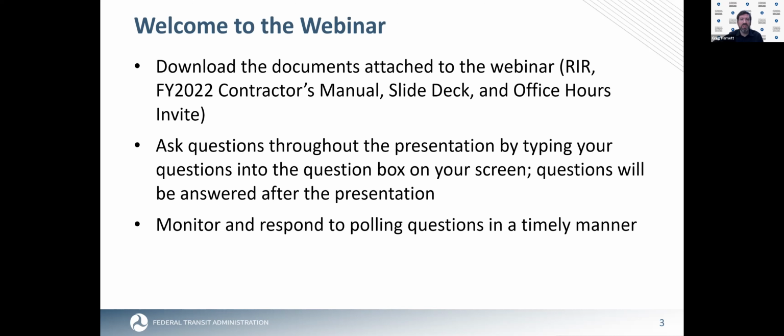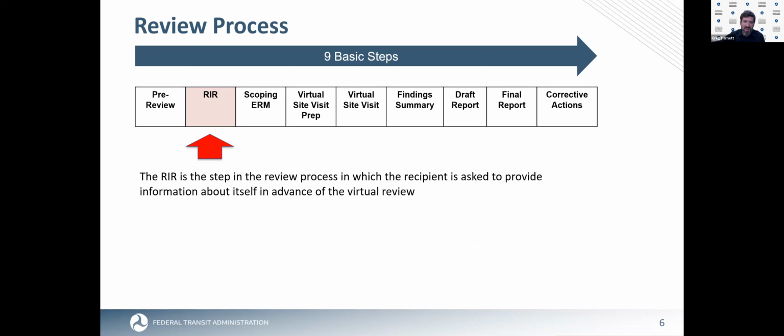Here's a real quick overview of our review process. As you can see here, where we are right now is RIR, Recipient Information Request. The RIR is the step in our process in which you, the FTA recipient, are asked to provide information about your organization in advance of our virtual review. I think it's probably common knowledge now, we all know that your FY22 reviews will be conducted virtually. So if we look here at this process, we're at the RIR. This RIR will be due on or around, there are a few variations, but it's January 21st, 2022 is when most of you will have your RIRs due.